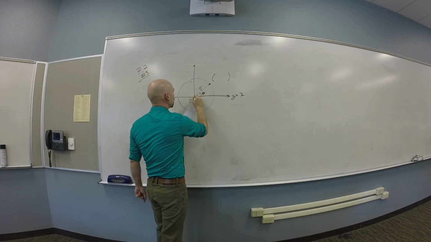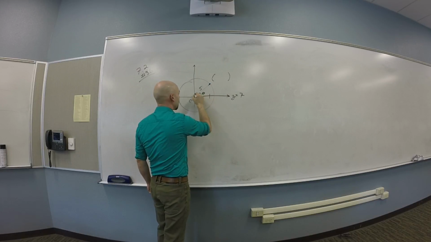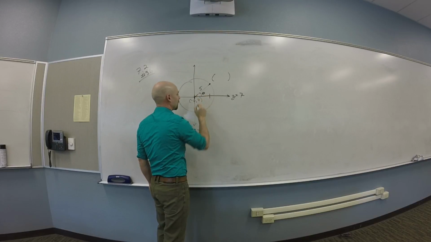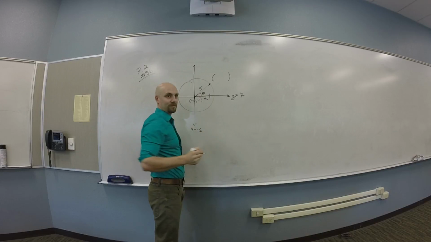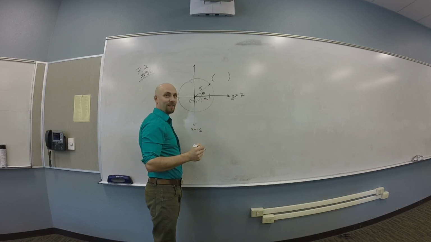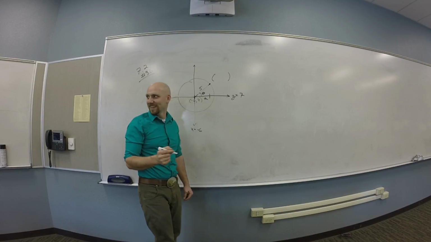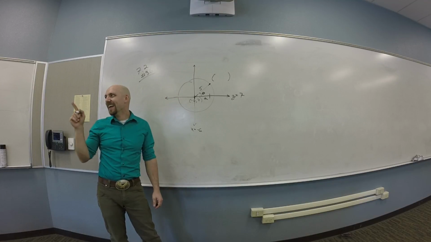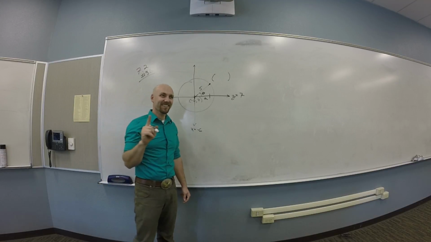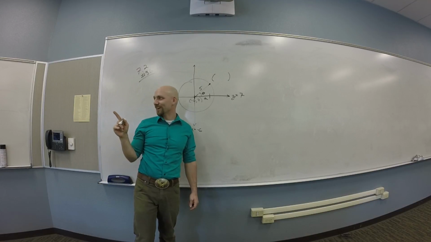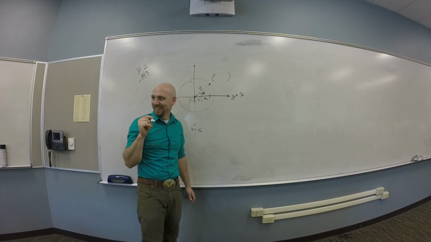So if I knew, for instance, this side here, I'm going to call that side A. Since it's the adjacent side, let's go for adjacent, A for adjacent.